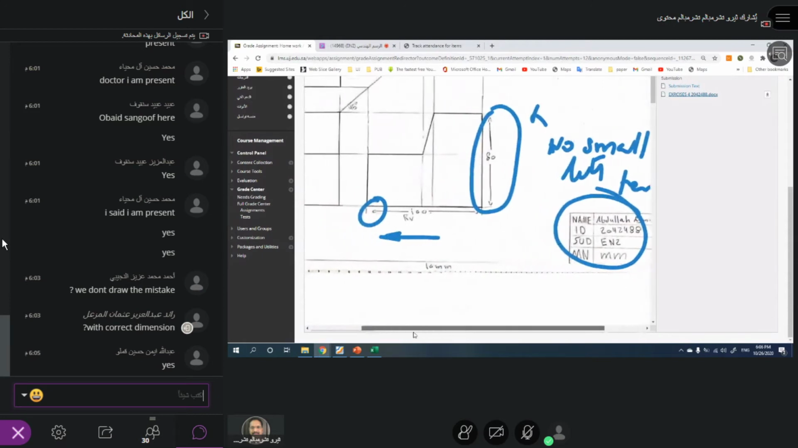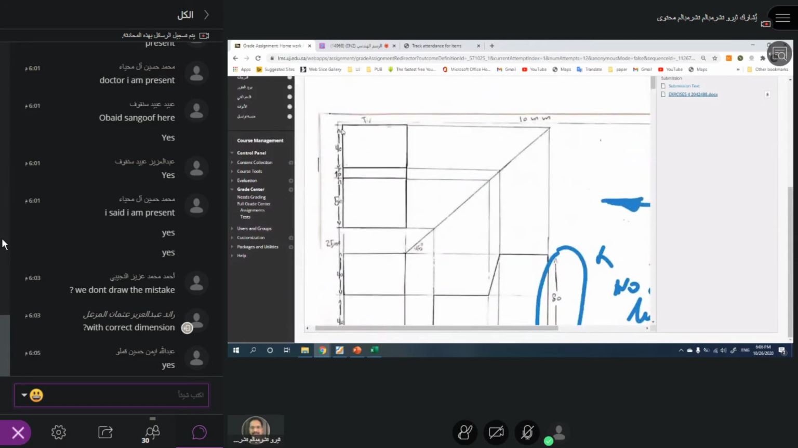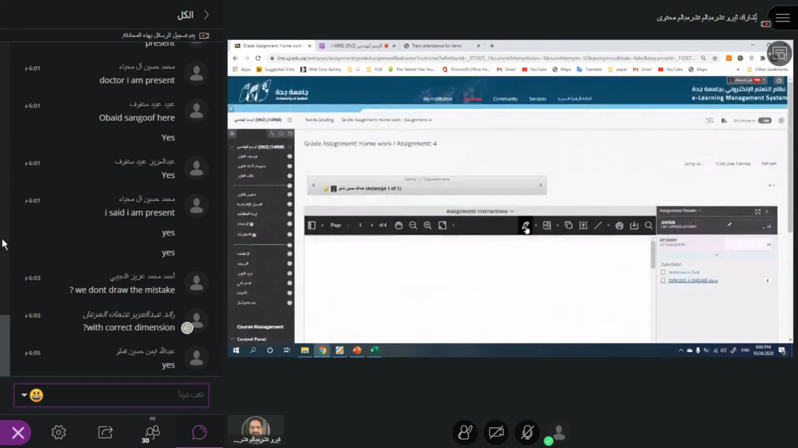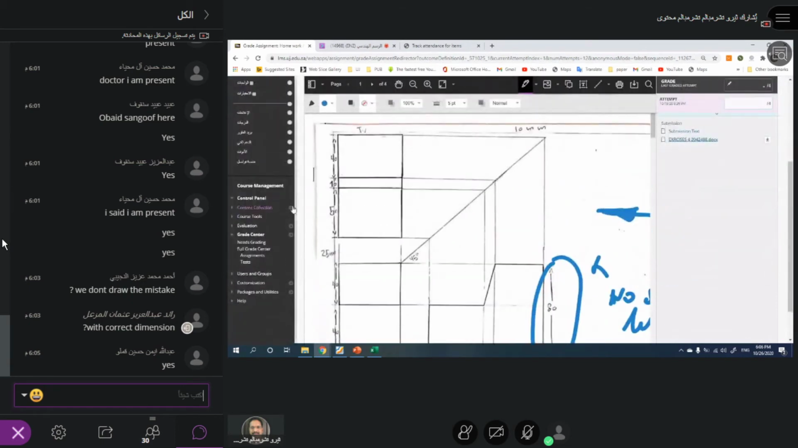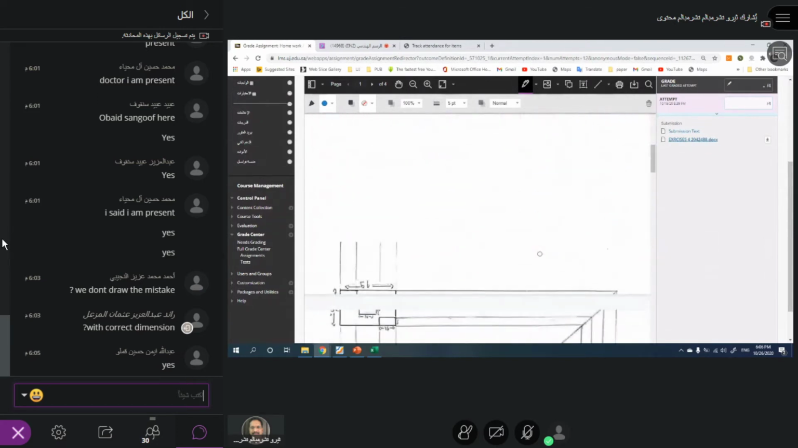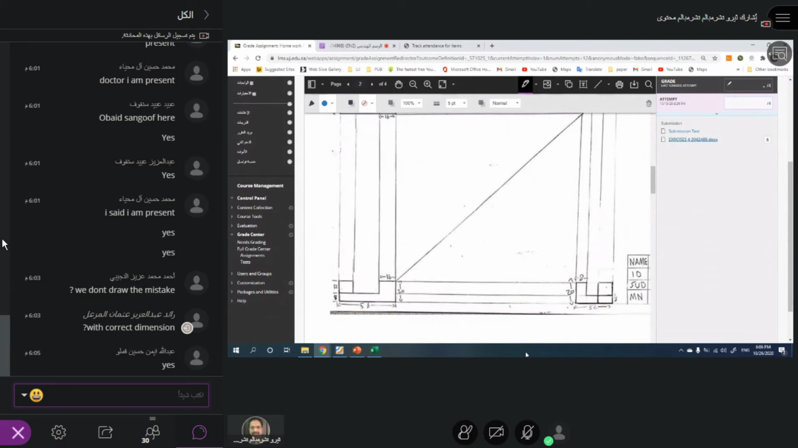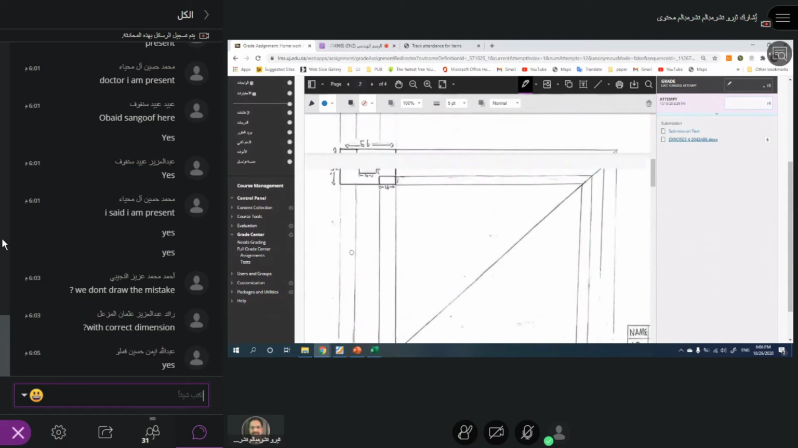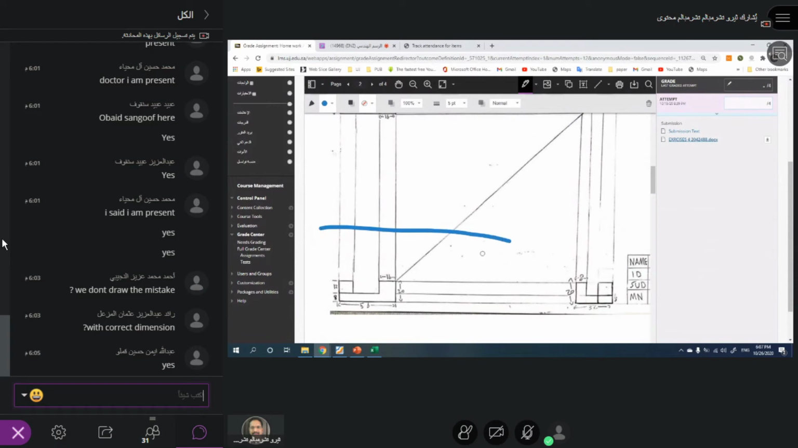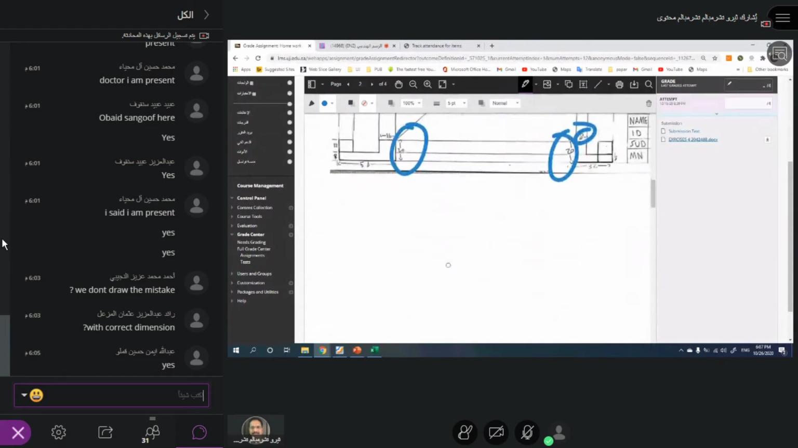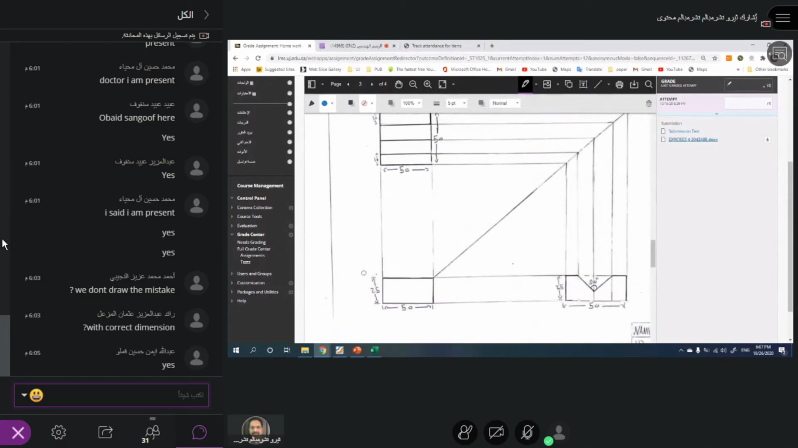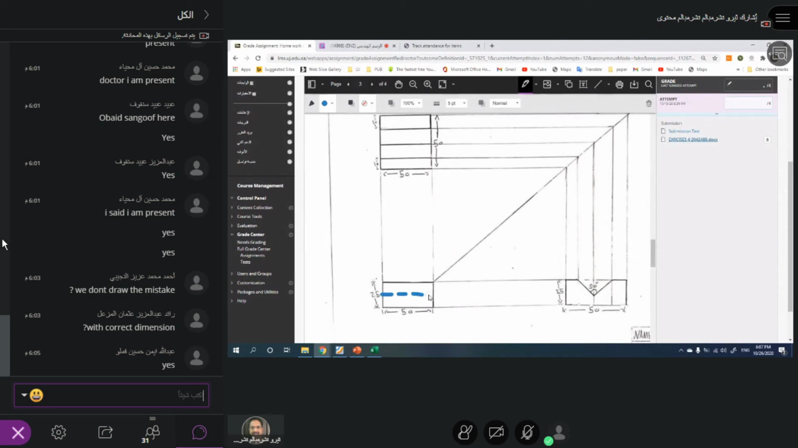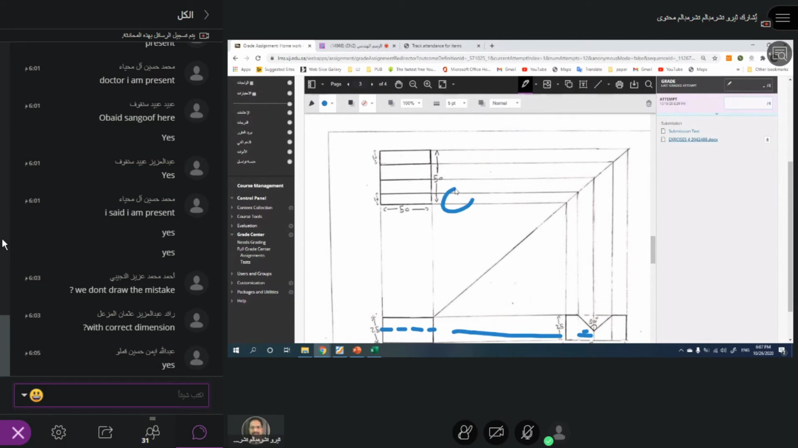Let's see, Ayman, Abdullah. I see how many mistakes you made. I hope you will not do these mistakes again. At the same time, this is okay because it's the first time you are doing it. This is too far. It should be somewhere closer. See? Here. Okay. What about the hidden line here? It's a hidden line.